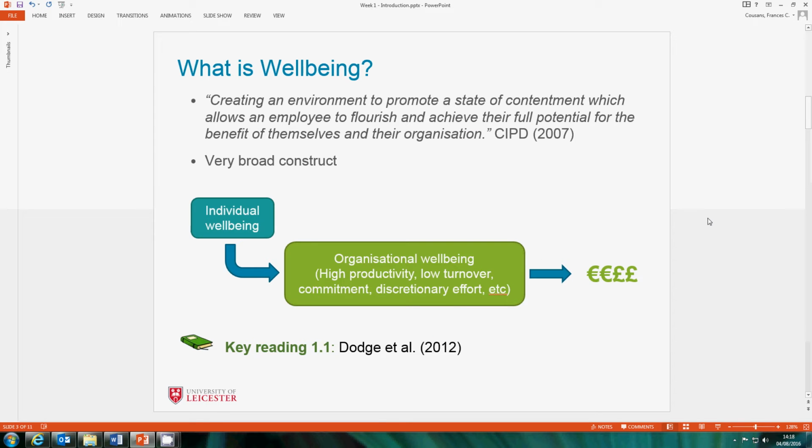So firstly, to kick it off, what is wellbeing? The concept of wellbeing has grown in popularity over the last few years, but is this actually something new? Or is wellbeing just a clever relabeling of traditional absence management, occupational health, and just generally good management practice? I'll give you a couple of moments now to read the CIPD definition that's up on the screen.